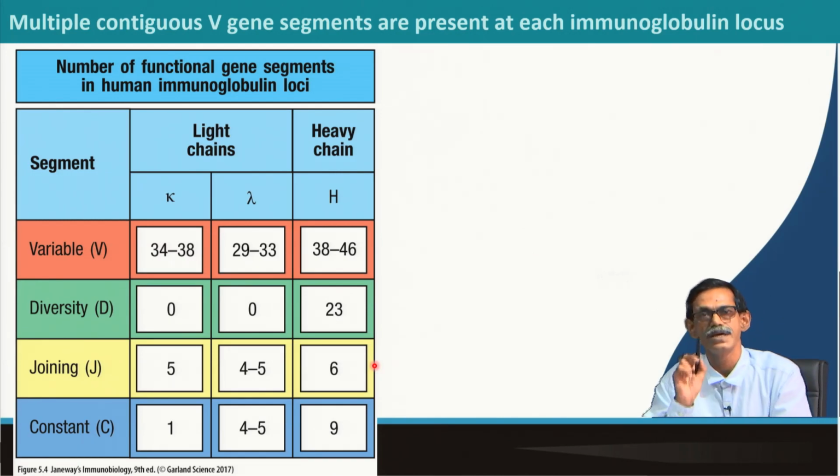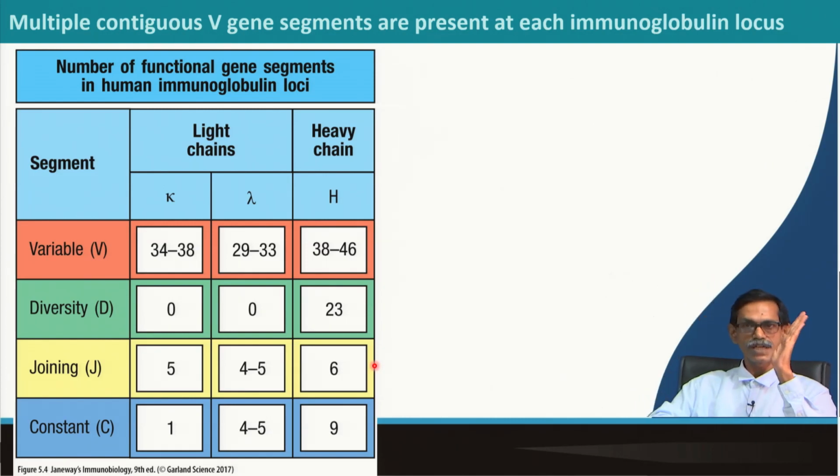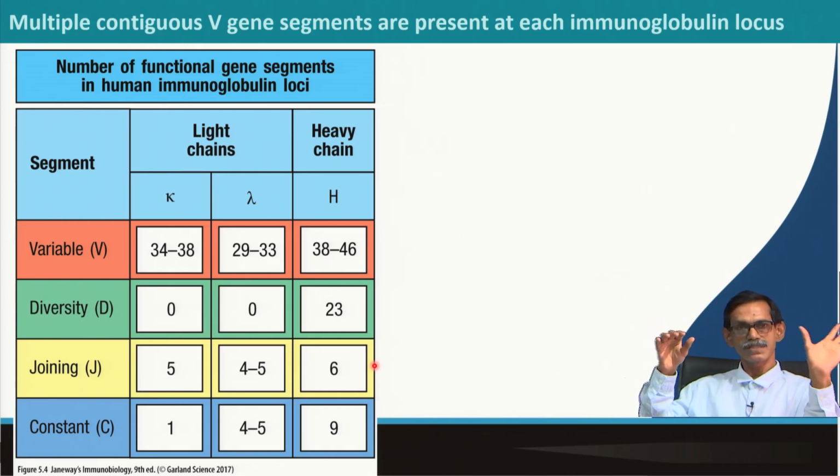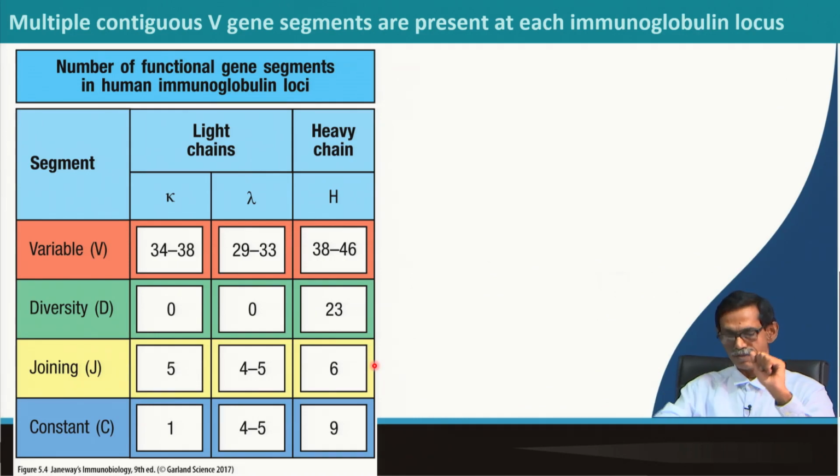I already told you, there are two types of light chain present. Okay. So, one antibody is composed of one type of heavy chain and one type of light chain. So, there are two types of light chain genes, one is called kappa and the other is called lambda. Both kappa and lambda have V and J segments separately. So, kappa has some V segments and J segments, lambda has some V segments and J segments.